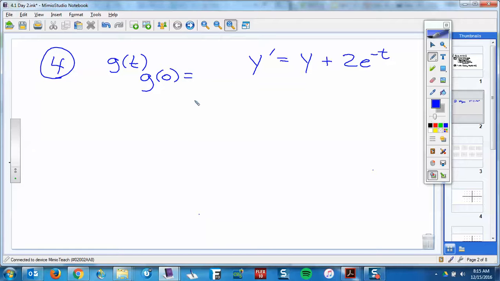What did it say there? G of 0 equals 1. It said, show that y equals 3t plus 1 is the tangent line at the point 0, 1. Right? Or explain why or whatever. Well, I just think show the work.